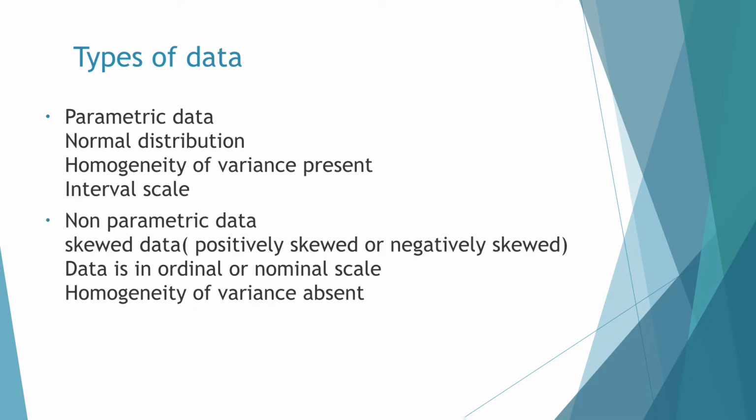The data is categorized in two types while doing researches. One is parametric data and the other is non-parametric data. Parametric data is normal data. It is considered as the normal distribution. Plus the homogeneity of variance is present in this and it is in interval scale. While the non-parametric data is the skewed data. And the data is in the ordinal or nominal scale, plus homogeneity of variance is absent in non-parametric data. So I'm going to explain later in this video what is normal distribution and what is skewed data.